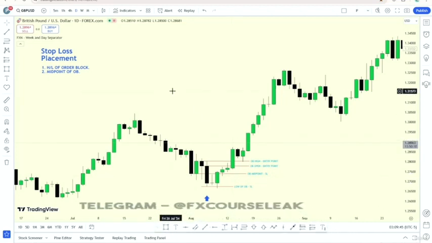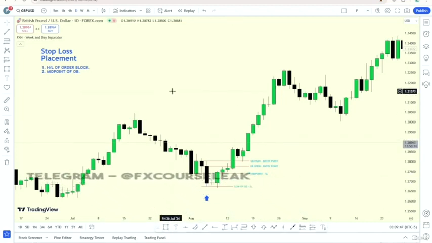So those are the areas where you can place your stop loss, and you can manage your stop loss like that.